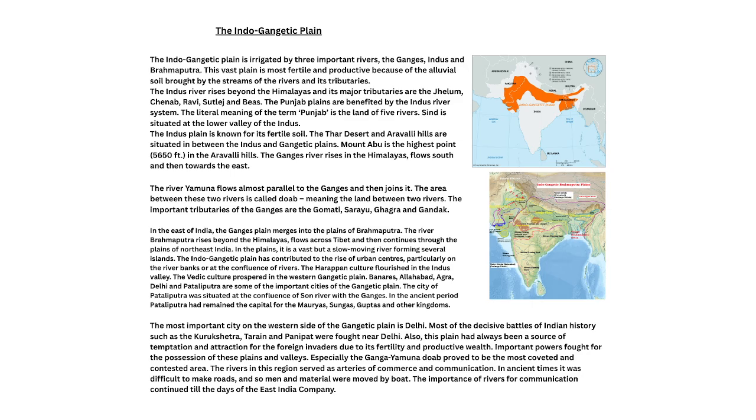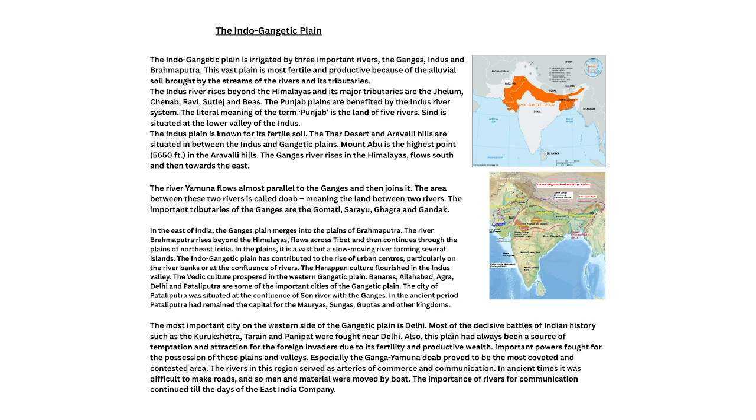The Indus River rises beyond the Himalayas, and its major tributaries are the Jhelum, Chenab, Ravi, Satluj, and Beas. The Punjab plains are benefited by the Indus River system. The literal meaning of the term Punjab is the land of 5 rivers. The Thar Desert and Aravalli Hills are situated in between the Indus and the Gangetic plains. Mount Abu is the highest point, 5,650 in the Aravalli Hills.